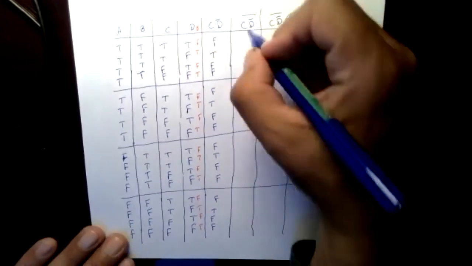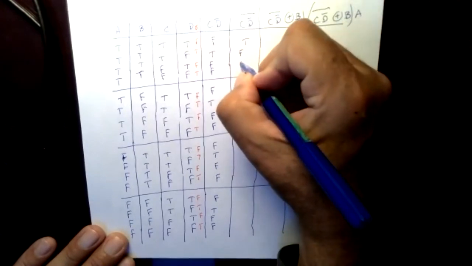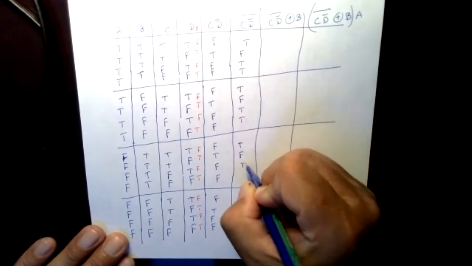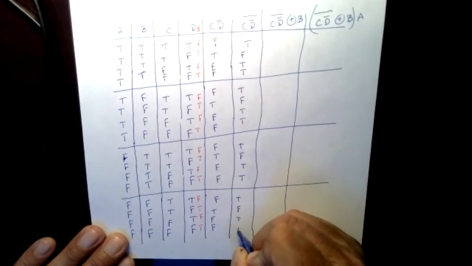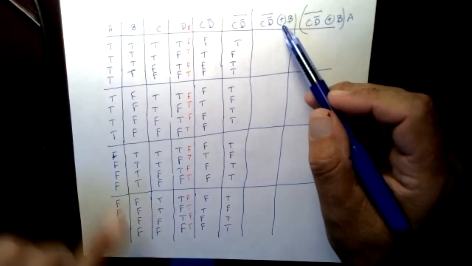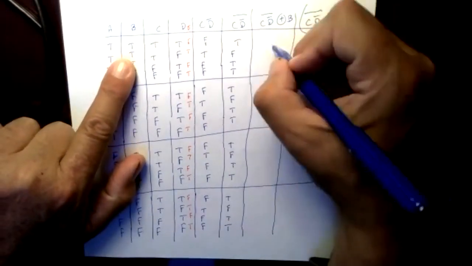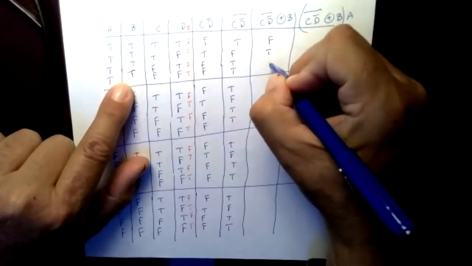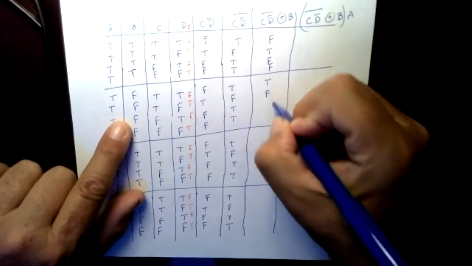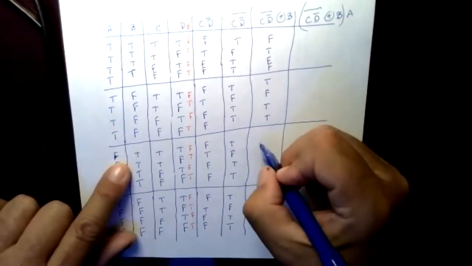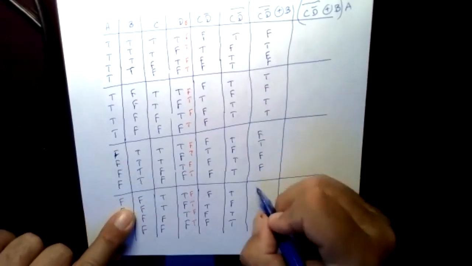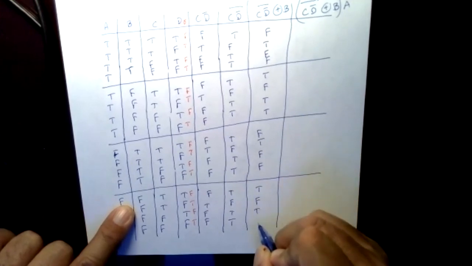Next thing was to take the not of that column. True, false, true, true. And that just repeats. Now I'm going to exclusive or that column with B. So one or the other, but not both. False, true, false, false. With B, true, false, true, true.